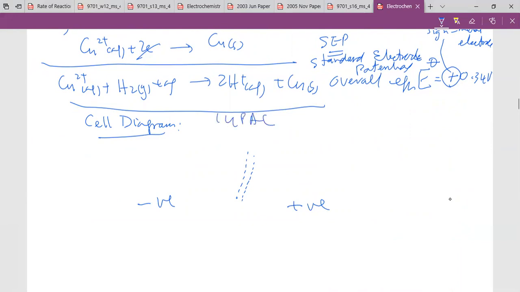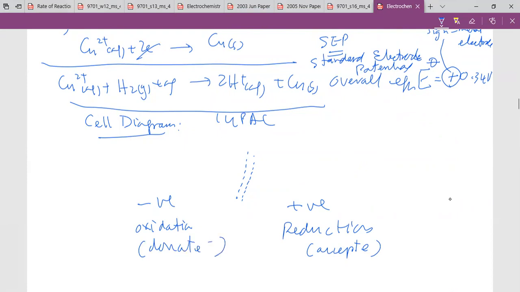And here, negative means that it must always be what? Oxidation. Right? Because electrons are coming out. Here is always reduction, because why? It's going to accept electrons. The other side is always going to donate electrons, whether or not it happens doesn't matter.